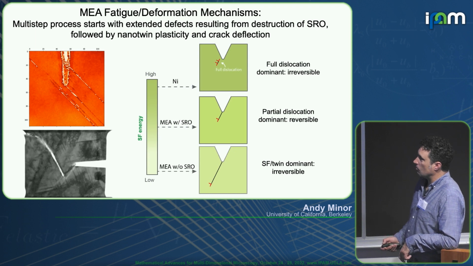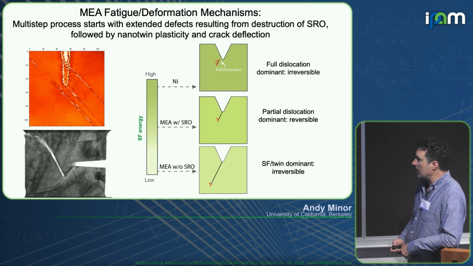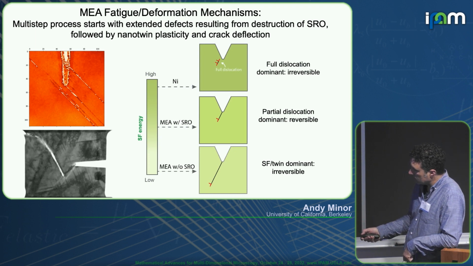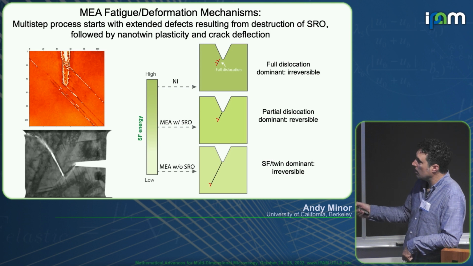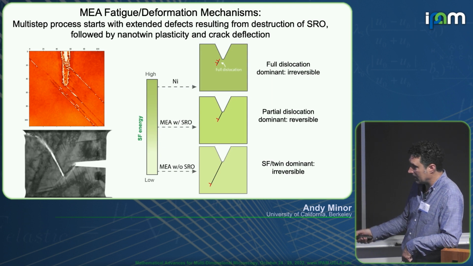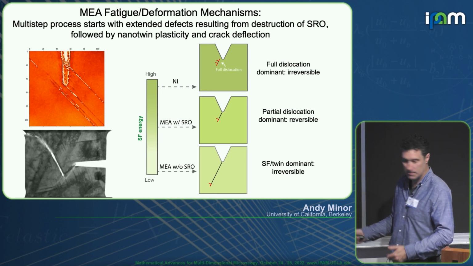So, what we think is that one of the reasons that the short range order leads to enhanced fracture toughness is because of this idea that you get these extended defects because of this clearing out of short range order. And in a material like pure nickel, where you don't have short range order, you have a high stacking fault energy, and these dislocations tend to stay together, and you don't get these long extended defects. And these long extended defects are what's really great for toughness.